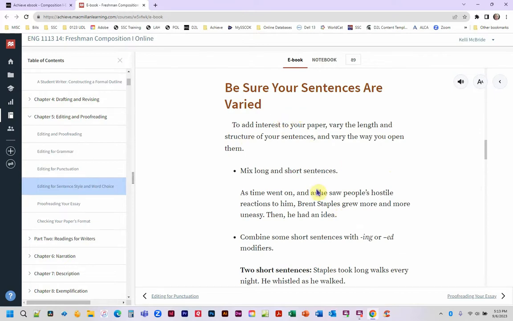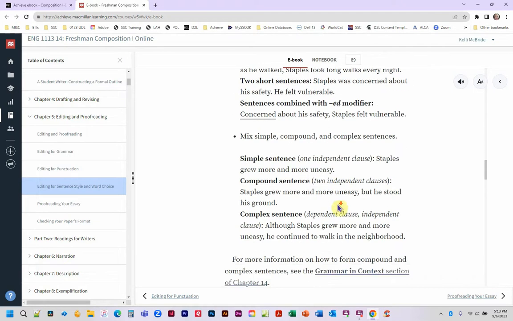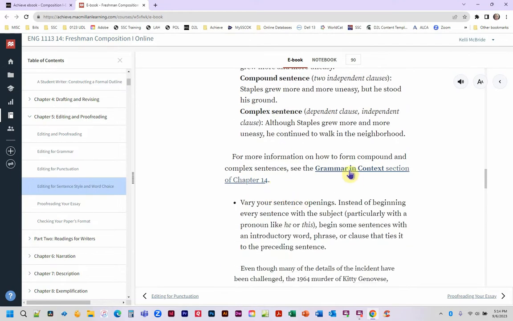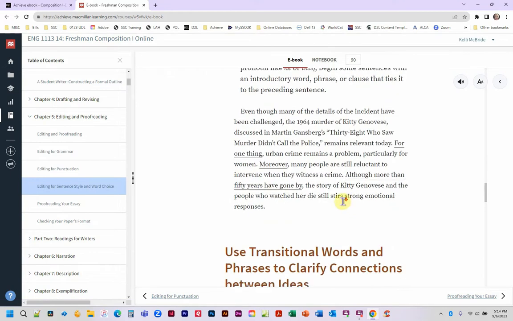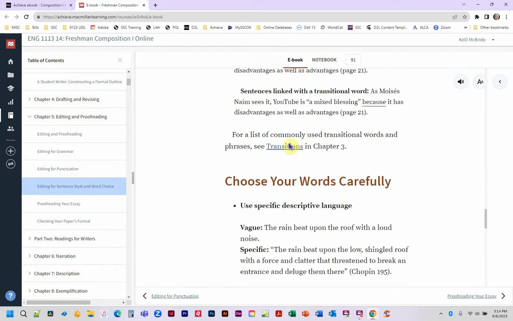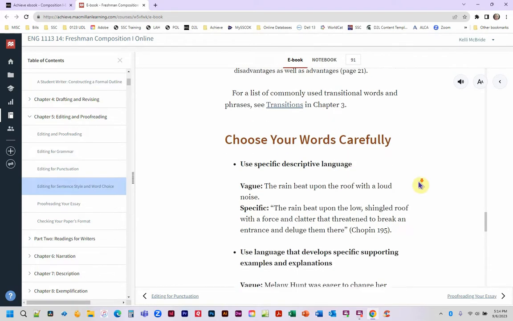Now, we also want to make sure that we have varied sentence lengths. You're going to mix long and short sentences, right? And they give you some examples. Here are, again, the types of sentences: simple, compound, and complex, right? And so, again, you've got a link that will give you more information. Make sure you're using transitional words and phrases because that's what helps your reader connect ideas. If you're just putting those sentences out there without those connections, your reader can get lost. So they give you some examples with a link to sections about transitions.